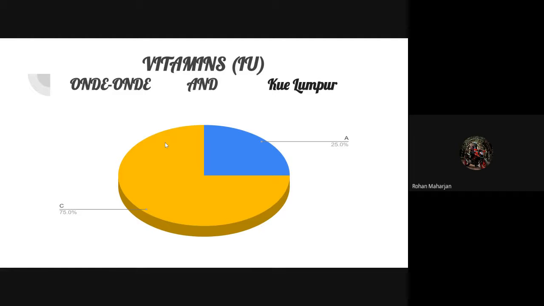Vitamins: Onde Onde and Kue Lumpur have vitamin A of 25.0% and vitamin C of 75.0%. Thank you for all this, and moving on to UNICEF.